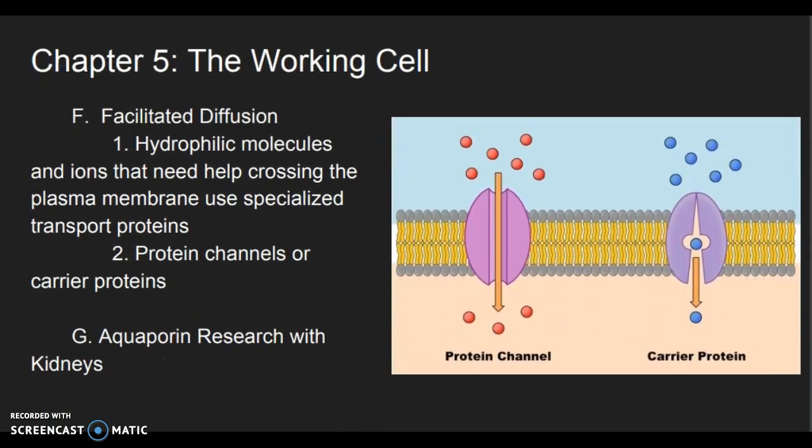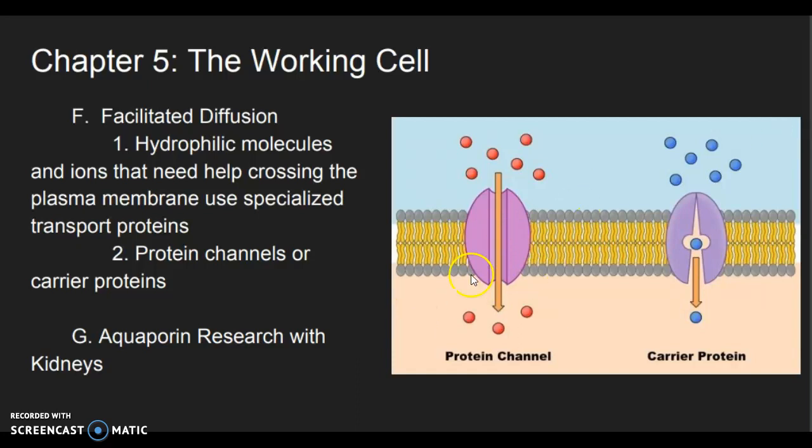Now here we can see an example of facilitated diffusion. So hydrophilic molecules and ions that need help crossing the plasma membrane use specialized transport proteins. An example of a specialized transport protein that we mentioned before was the aquaporin. So if we have a certain molecule that needs to make its way inside of the cell, but it's a polar molecule or it's too big to pass through the membrane alone, it will use facilitated diffusion to do so.